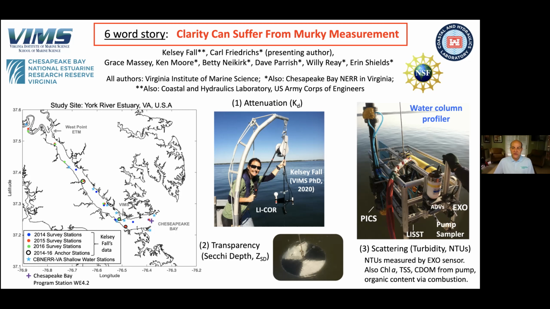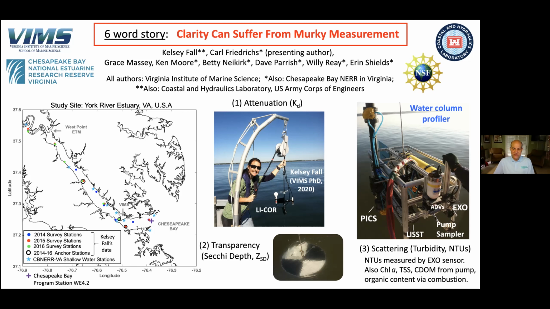Kelsey compared the controls on number 1, light attenuation, measured by a LightCore underwater light sensor. Number 2, light transparency, measured by a Secchi disk. And number 3, light scattering, measured by a turbidity sensor on an XO2 water quality sonde. The associated water column profiler shown in photo 3 also included a PIX particle camera, a LISST laser sizing instrument, ADV current meters, and a pump for water samples.